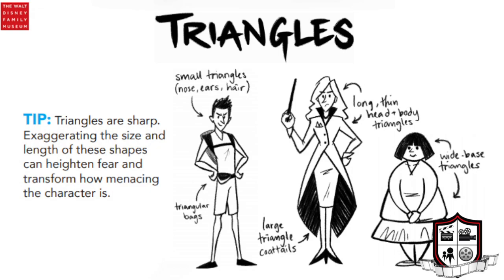Triangles are sharp and usually give off a menacing or evil feeling. But they don't always have to be evil. They can be unpredictable, mysterious, and unbalanced. But combined with other kinds of lines, they can actually have flexible meanings.